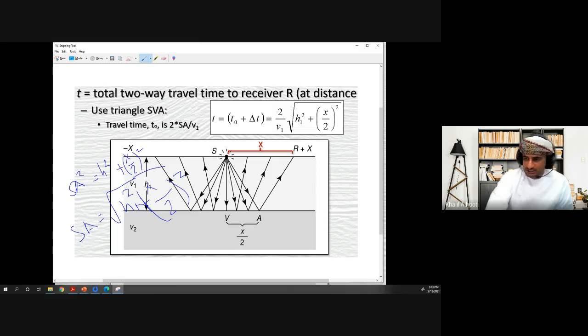But I want all this distance from here up to here. All of this distance is double one distance. Double SA gives you SAR. Double of SA gives you SAR. And I'm interested in SAR. The energy traveled from here, hit the interface, and returned back. So it becomes 2 SAR.